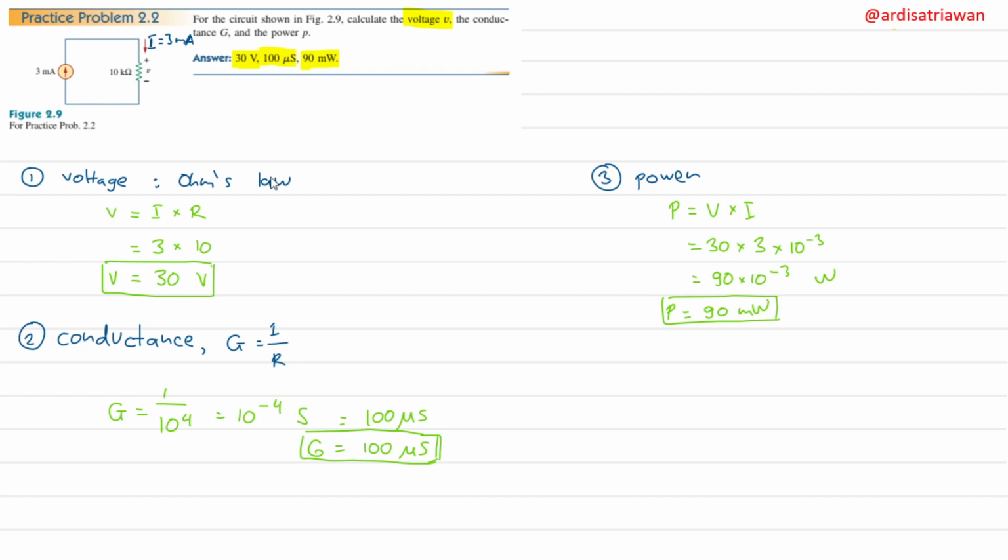Okay, so we have done practice problem 2. Let's move on to the next problem. Okay, a resistor absorbs an instantaneous power of 30 cosine squared t milliwatt when connected to a voltage source v equal to 15 cosine t volt. Find i and R. Okay, so let's draw the circuit first.